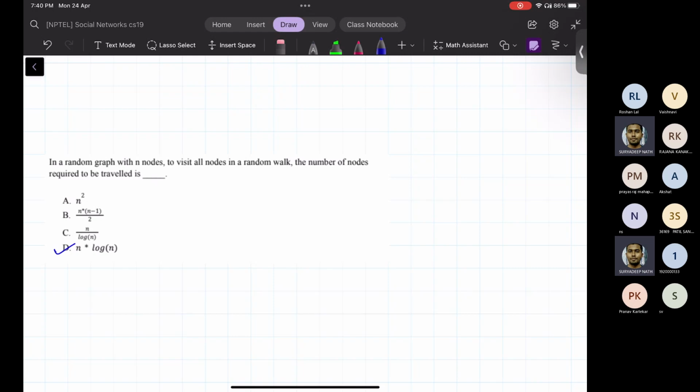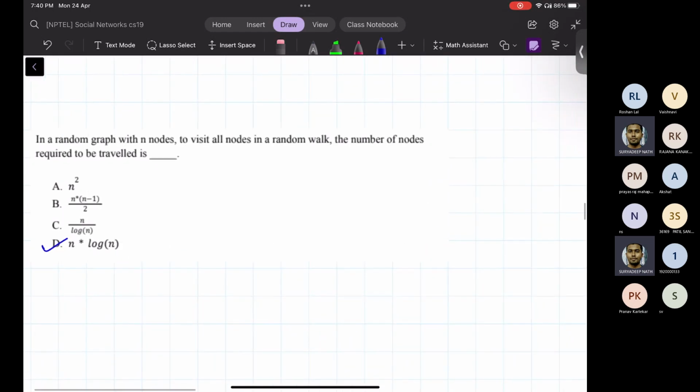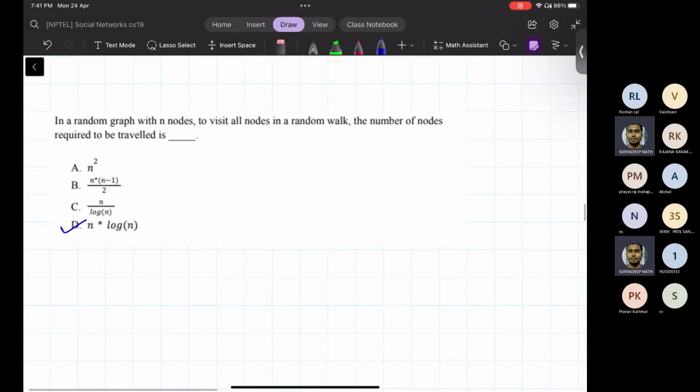So this is what Google search does. It takes n log n complexity to create the web graph and generate the PageRank. So the answer is D, n log n.